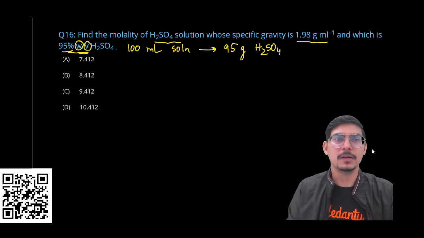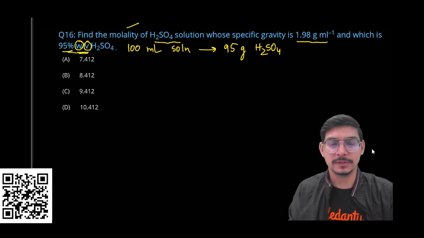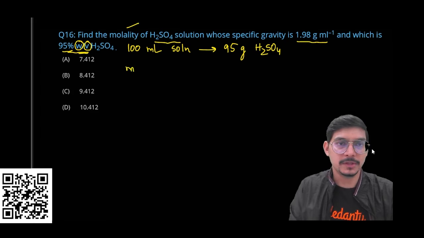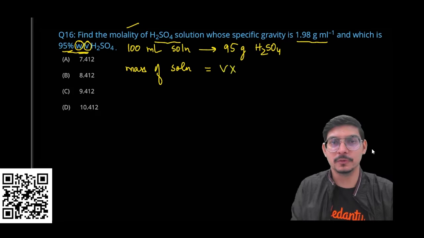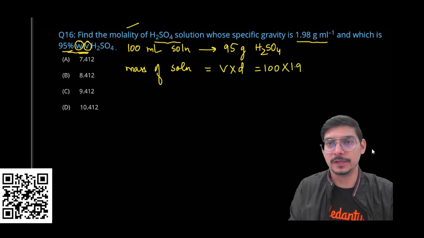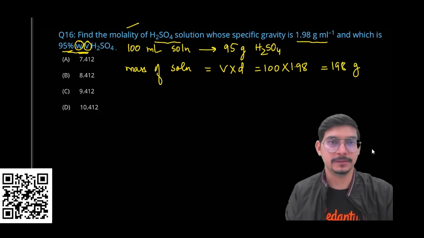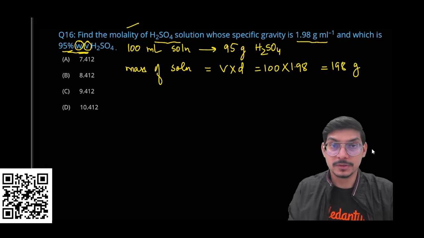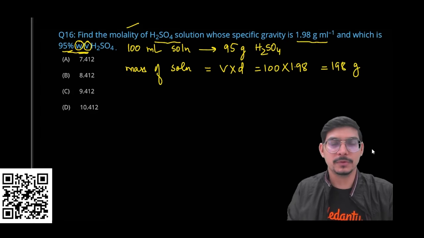Now to find out molality, we need mass of the solvent. So let us calculate that. For that, first we need to calculate what is the mass of solution. Mass of solution is simple, volume into density. Volume is 100 ml we have taken, and density would be 1.98 as given in the question. So this gives us the mass of solution as 198 gram. Now the solution is composed of 2 components, solvent, which is water here, right?